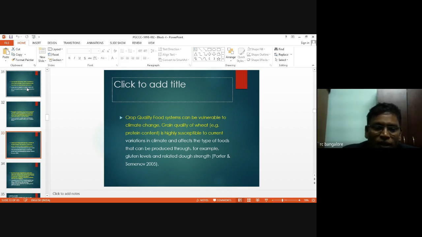Grain quality of wheat, for example protein content, is highly susceptible to current variation in the climate and affects the type of food that we can produce. For example, gluten level and related dough strength vary because of climate change. So the study shows that because of the changed climatic condition and the polluted environment, the quality of the food is also largely affected. That's how this study explained the effect of environmental climate change on the quality of food production.